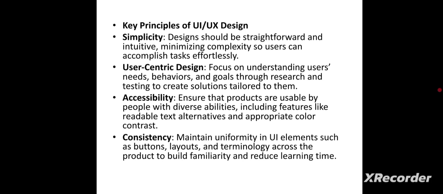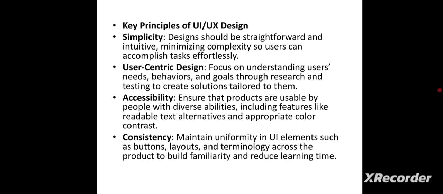Next, moving on to accessibility. Products should be usable by people with different abilities. This includes readable fonts, color contrast, keyboard navigation, and screen reader support. Next, moving on to consistency. Consistency means maintaining uniformity in UI elements such as buttons, icons, layouts, and terminology. This helps users quickly understand the interface.